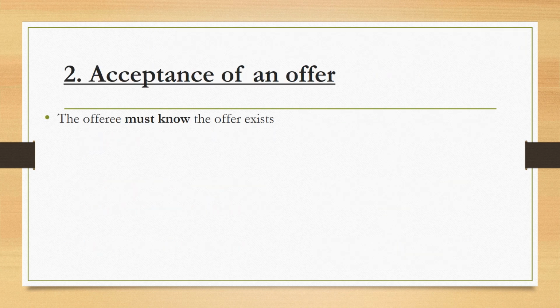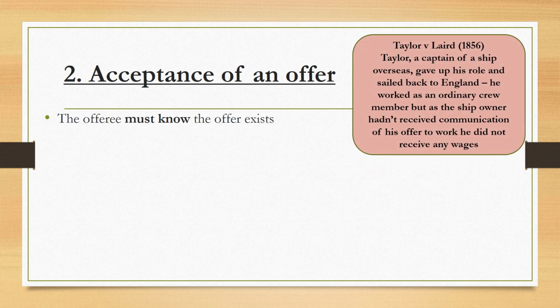Okay, so looking at the rules around acceptance, of course, you must know that an offer exists in order to accept it. The key case here, and again, note the age of these cases, this area is extremely old, is Taylor and Laird. This was where somebody believed that they were working as a crew member in return for wages, but they didn't actually let the ship owner know that they were going to be working. So there was no offer here of work in exchange for money.